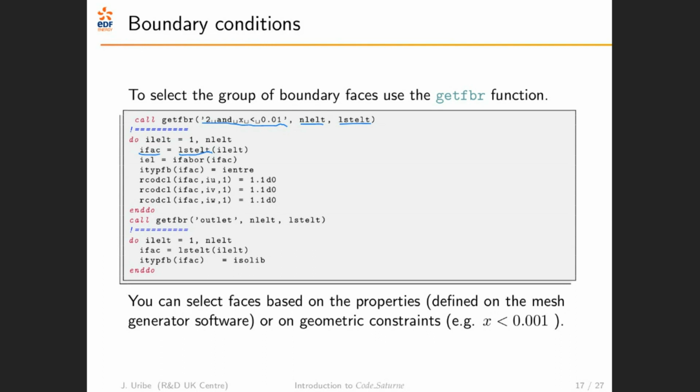So now that you have the face number, you can set the boundary condition using the arrays. In this case, we're setting the velocities to 1.1, just an example. And the type is set as an inlet. Okay, this means inlet.